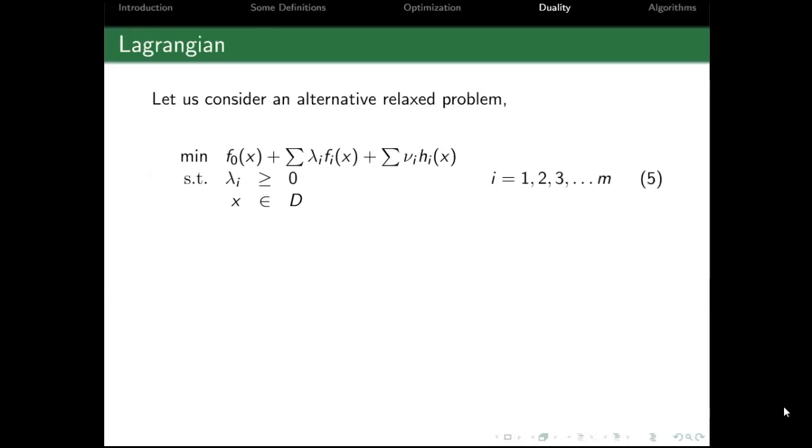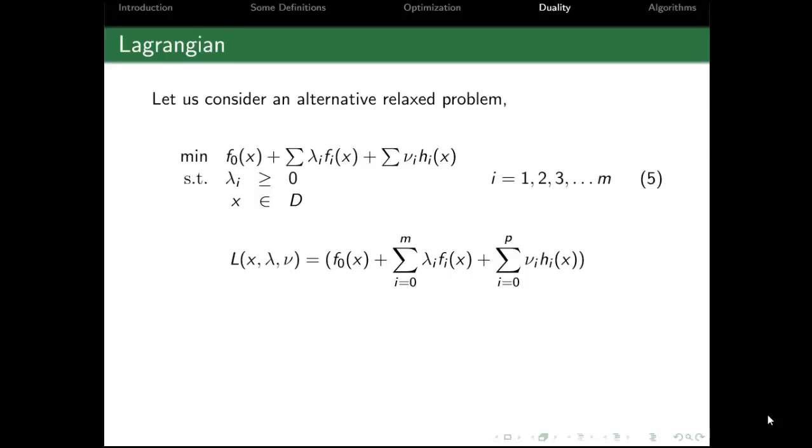Now let us consider an alternative relaxed problem. Instead of minimizing f naught, we will be minimizing a weighted sum of the objective function and the constraints. So we will be minimizing f naught of x plus sigma lambda i f i plus sigma nu i h i. Here we also have an additional constraint that lambda i should be greater than or equal to 0, and as usual x should belong to the domain.